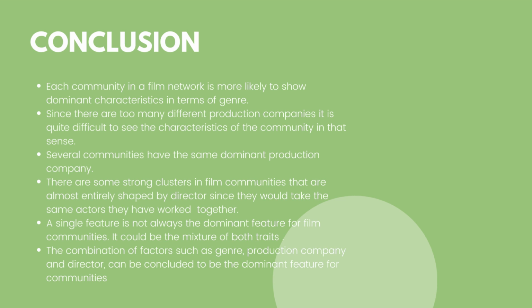So the findings indicate that several communities have the same dominant production company. This means that a single feature is not always the dominant feature for film communities. It could be a mixture of both traits. For example, the films in GFC are represented by films produced by Astro Shaw, but most of the films are romantic films, compared to OFC that also has representation by Astro Shaw but has films mostly in comedy.